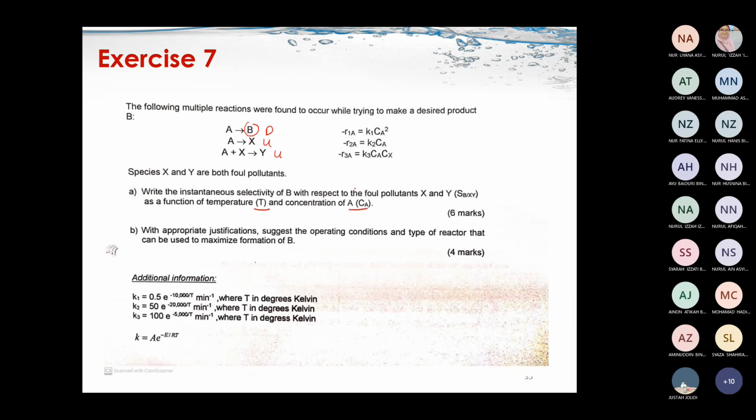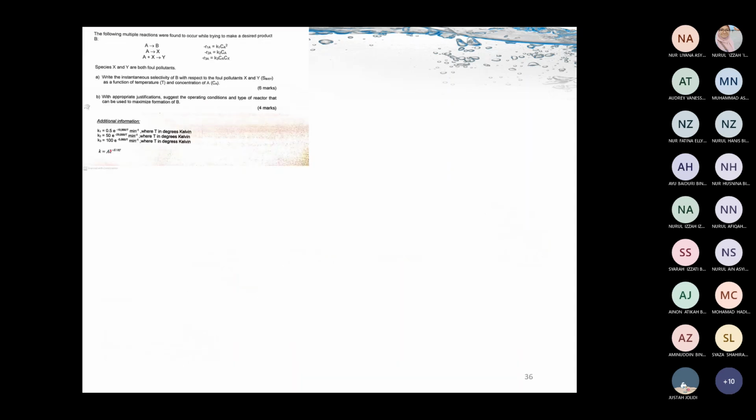Okay, so for this one, first you have to expand what is this value for SB. You have to define what is SBXY. So you see K1 has been given in terms of temperature, and the rate has also been given in terms of the concentration. It's just that you have to expand it.